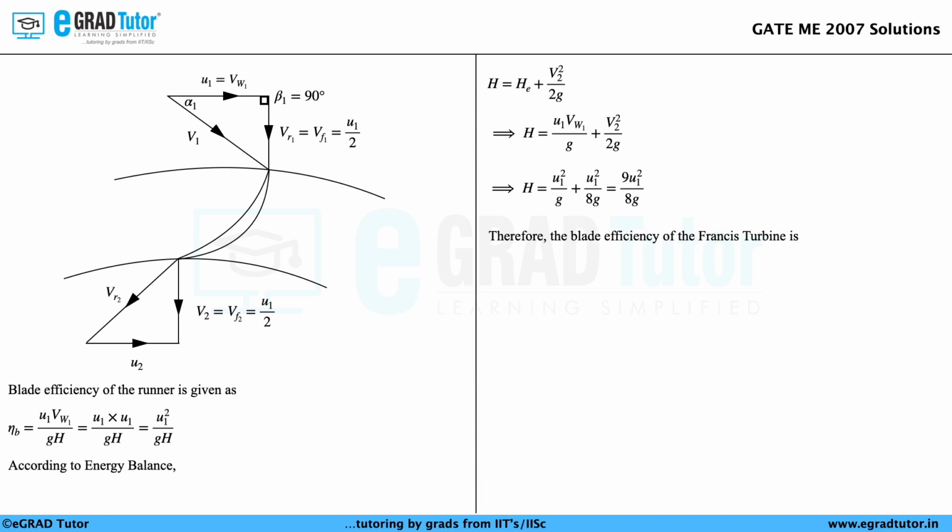Hence, the blade efficiency of the Francis turbine is eta B equals U1 square by GH. Substituting H equals 9 U1 square by 8G in the denominator and upon simplification, we get the blade efficiency as 89%. The correct answer to this question is option D.